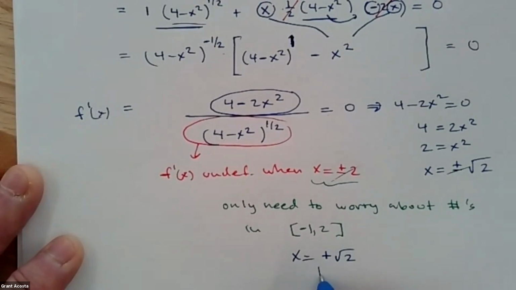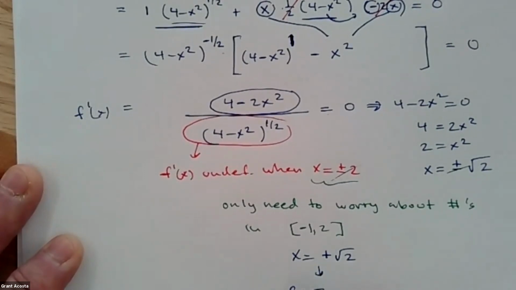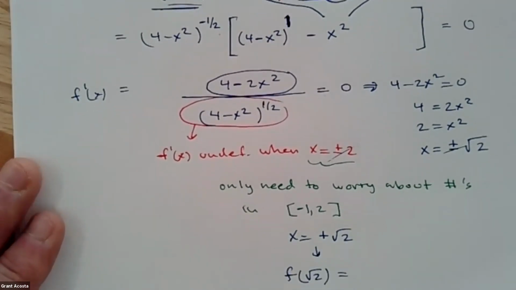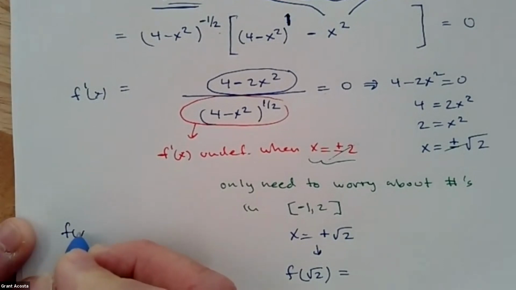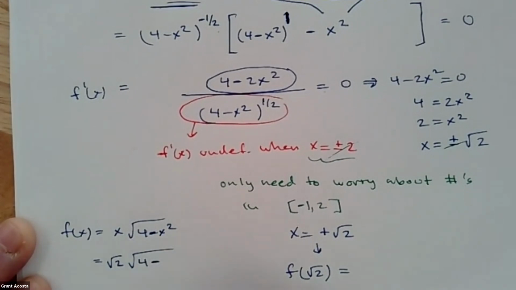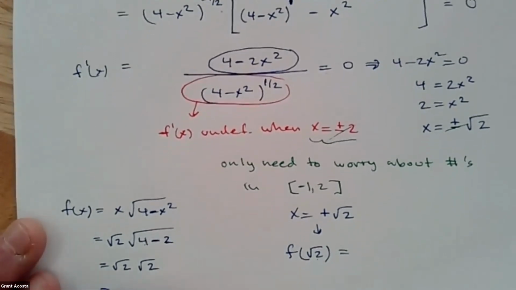And so what I would then check is what is the value of my function when x is +√2. I can't fit it on here, but remember my function was x times the square root of 4 minus x squared. If I plug in √2 for x, I get √2 there. And if I put in √2 and square it, that becomes 2. 4 minus 2 is 2. I end up with √2 times √2, which is just 2. So this becomes 2.